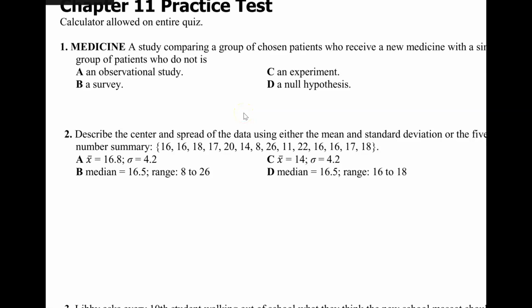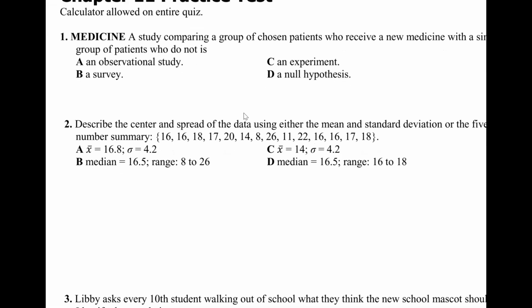Okay, so this is a chapter 11 review for the mini test. As we go through, I'll tell you what will be different, what will be the same. So number 1, a study comparing a group of chosen patients who receive a new medicine with a similar group of patients who do not is A, and we're going to vote. Who thinks it is an observational study? A. Do we think it's a survey?